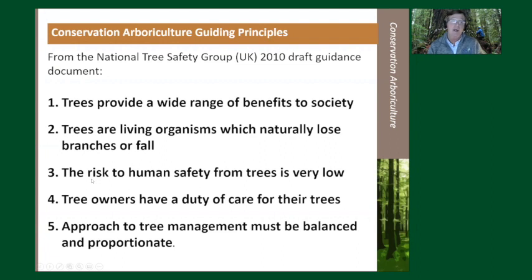Trees are living organisms which naturally lose branches, and that is kind of normal for trees. The actual risk to human safety from trees is statistically very low, where we have those statistics. However, a tree owner has a duty of care for their trees. They need to ensure that their trees are safe for themselves, but even more so for other people off their property. And lastly, the approach to tree management should be balanced and proportionate.